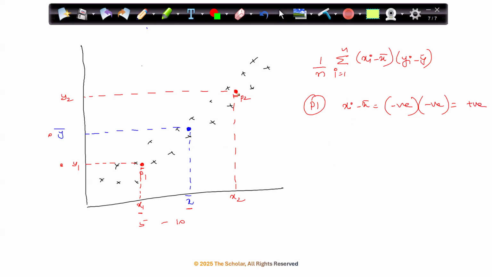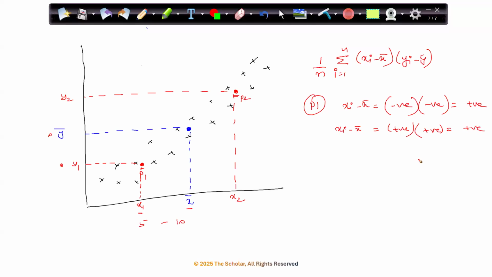Let's go to the second point, P2. xi minus x average, positive or negative? x2 is bigger, x bar is smaller. Bigger minus smaller is positive. So positive. What about y2 minus y bar? y2 is bigger, y bar is smaller. Bigger minus smaller is positive. What is positive into positive?